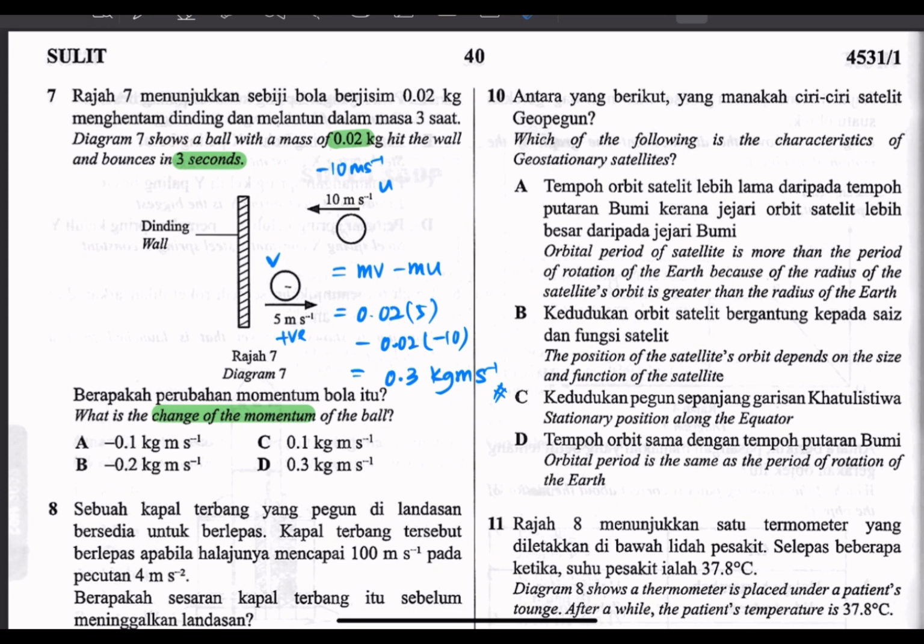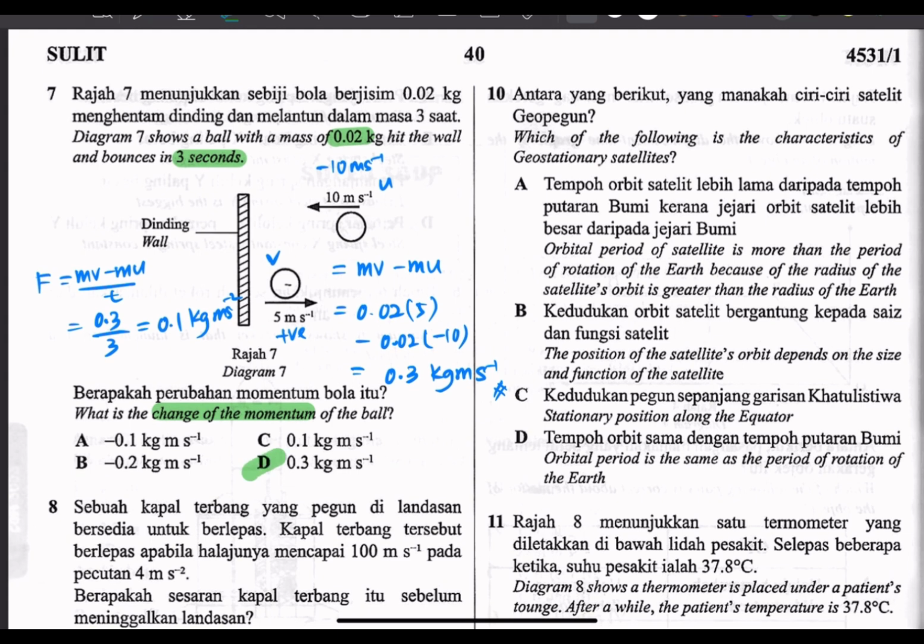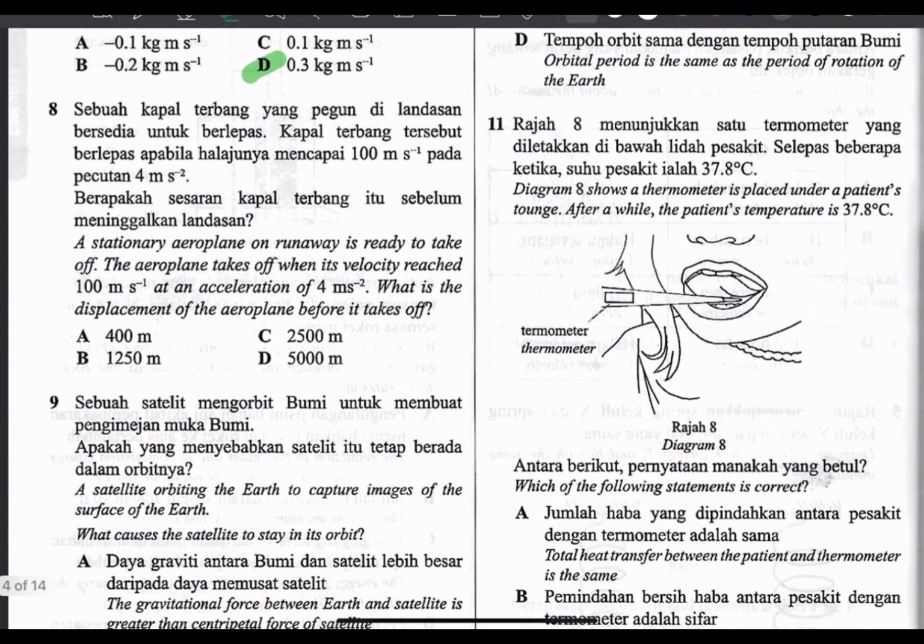Okay, there is one more piece of information given in the question. The time taken is 3 seconds. So let's say the question is asking for the impulsive force, then we can use mv minus mu over the time taken. 0.3 over 3 is 0.1, in kg meters per second squared. But the question is not asking for the impulsive force, though the information is given also. Okay, this is 0.3.